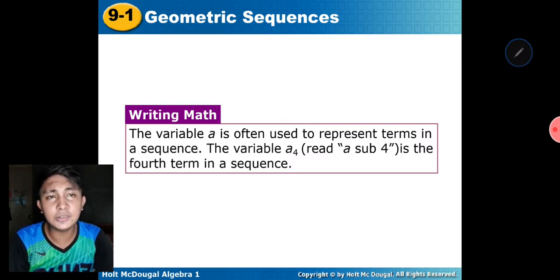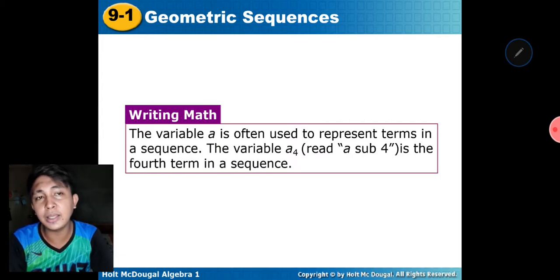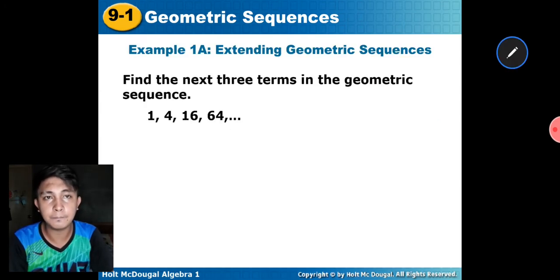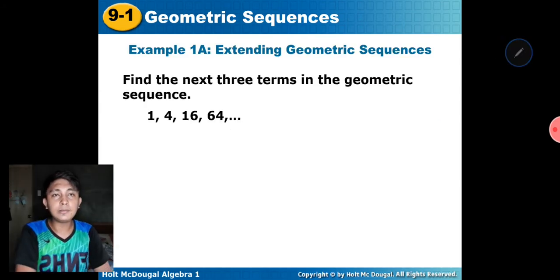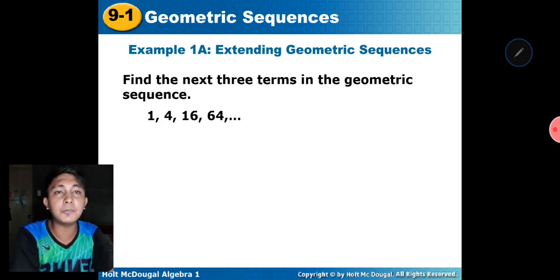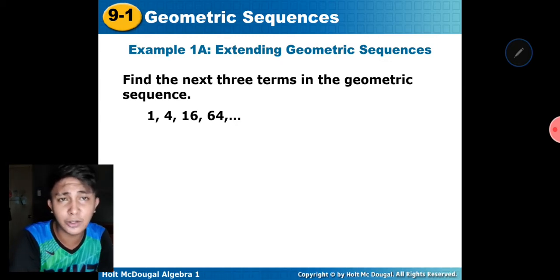Okay, so ang pagbasa nun, a sub 1, a sub 2, a sub 3, a sub 4, up to a sub n. So here, find the next three terms in a geometric sequence: 1, 4, 16, 64.